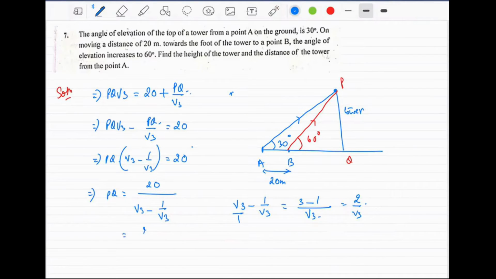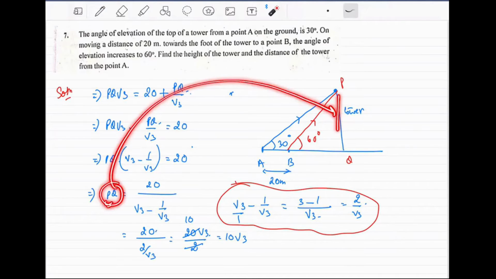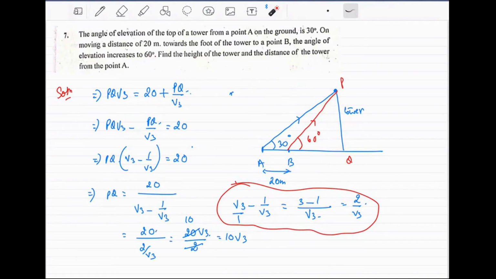So we will have 20 divided by 2 by root 3. You bring the root 3 upwards. So we will have 20 root 3 divided by 2. Cancel the 2 and 20. So we will have 10, which will be 10 root 3. Now finally, you have to copy this one also on the side. Now we have the value of PQ, right? The value of PQ is the height of the tower. The height of the tower, we are able to obtain it as 10 root 3.